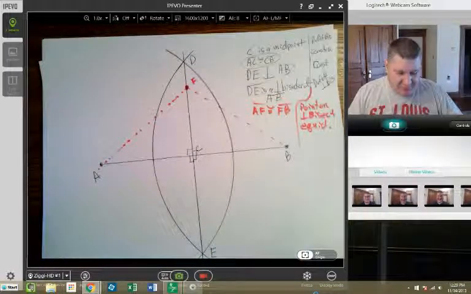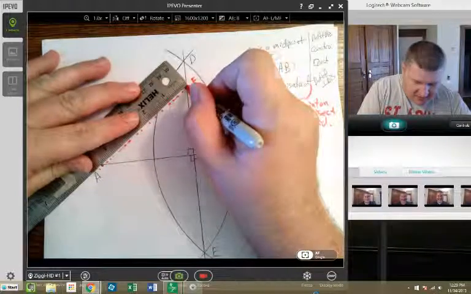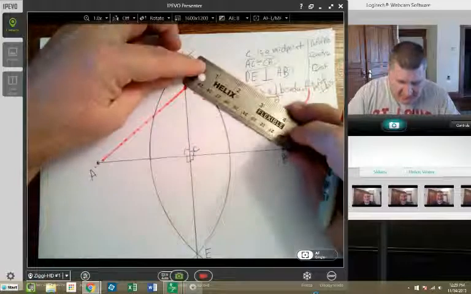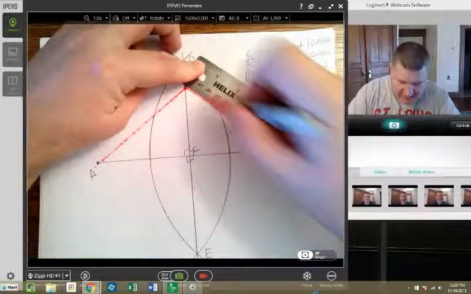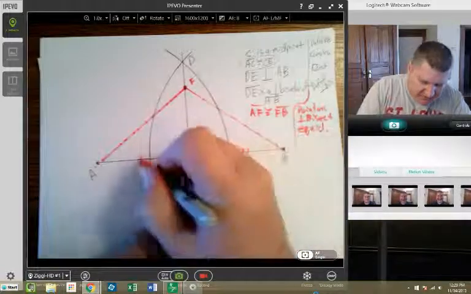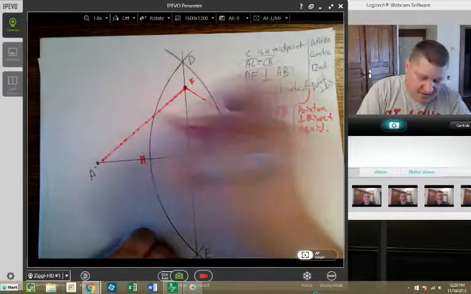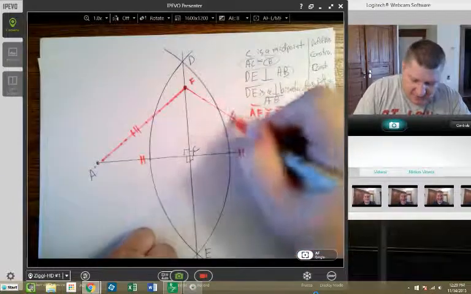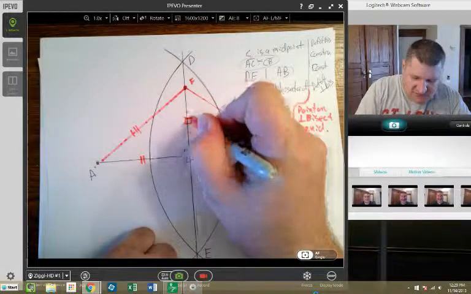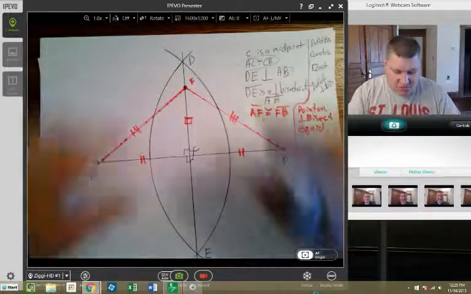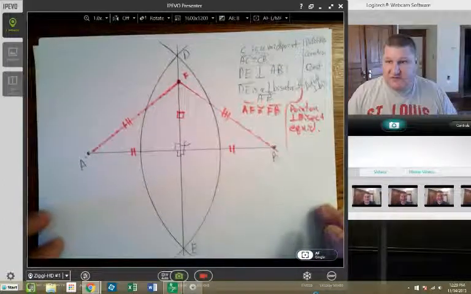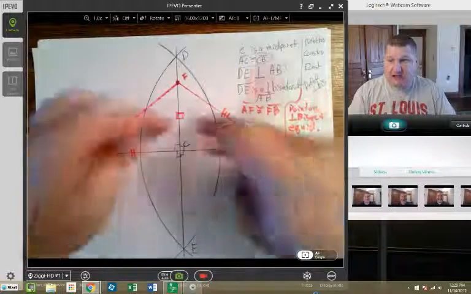Now this becomes important because now we can make triangles. Even more importantly, we can say lots of things about these triangles. I already know that this segment is congruent to this segment. I already know that segment is congruent to that segment. I also know that this is congruent to itself by reflexive. So what's true about this triangle half and this triangle half? That means they're going to be congruent by side, side, side.